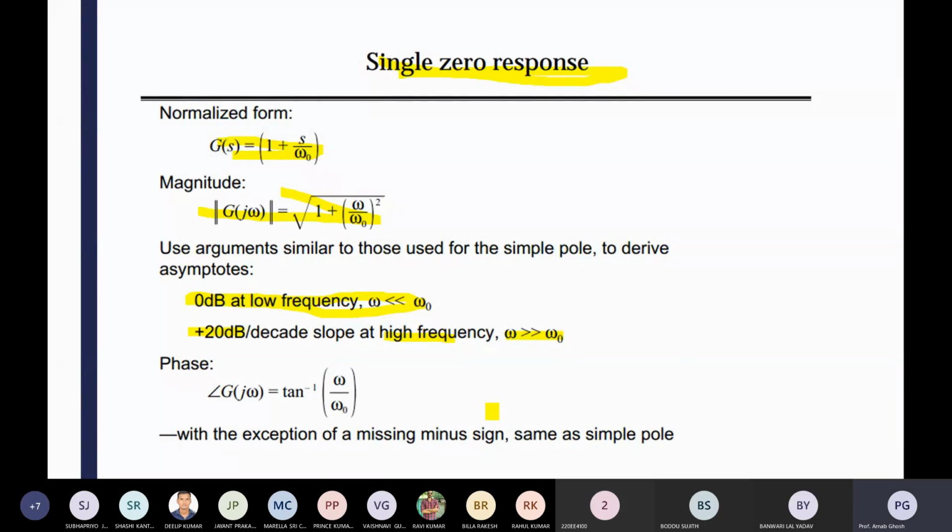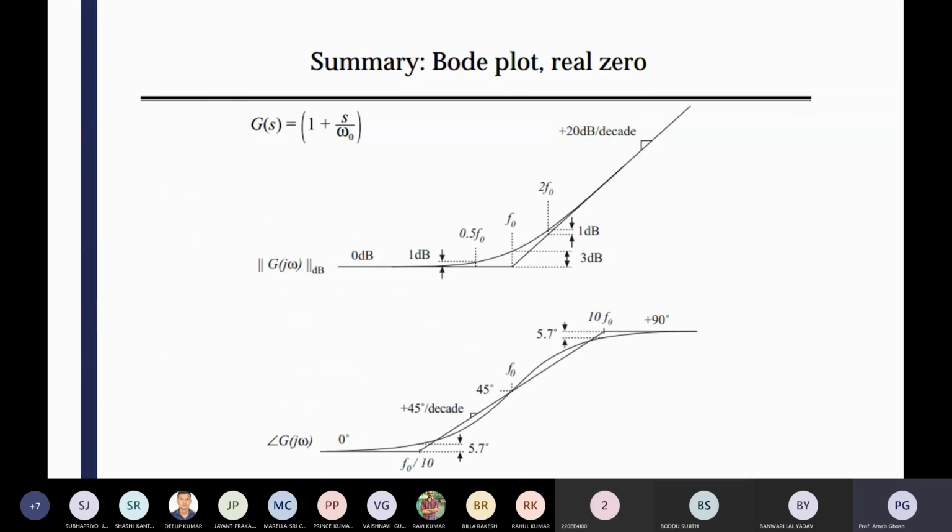Now you are able to draw the angle. What is your angular representation? It is tan inverse of omega by omega 0, with the exception of the missing minus, same as the simple pole. So the pole and zero are the same, only the minus is missing. The magnitude comes from the 0 dB line, and again at f0 it is 3 dB; previously it was minus 3 dB, here it is plus 3 dB, and it rises with a slope of plus 20 dB per decade.